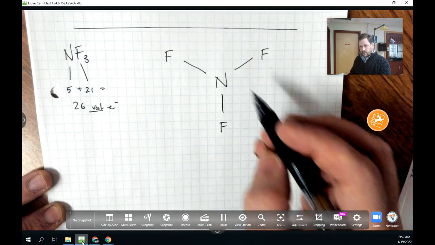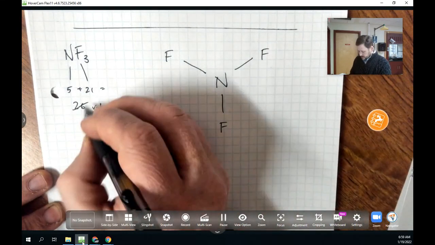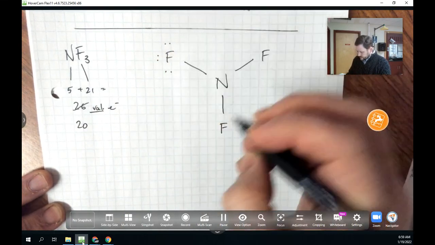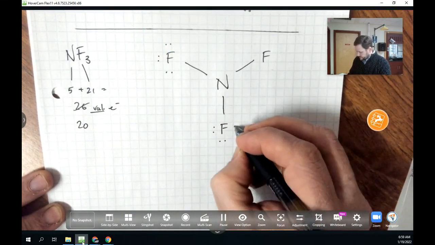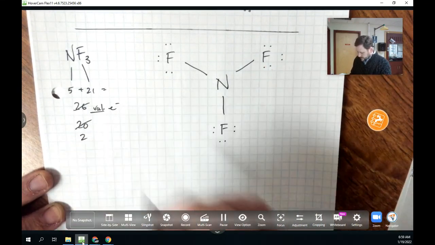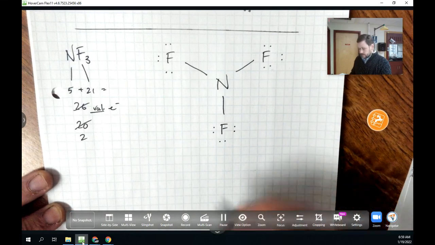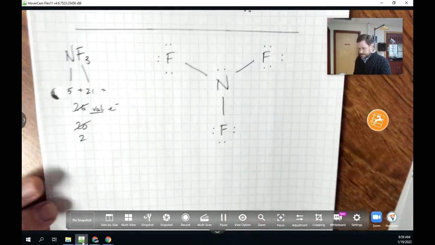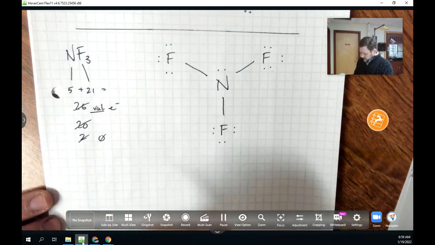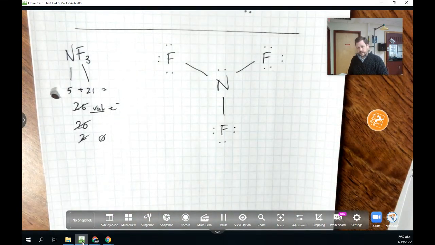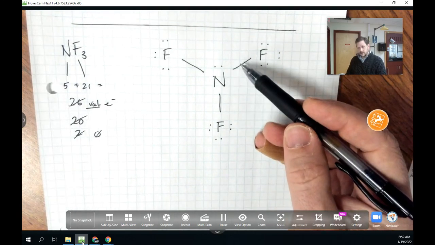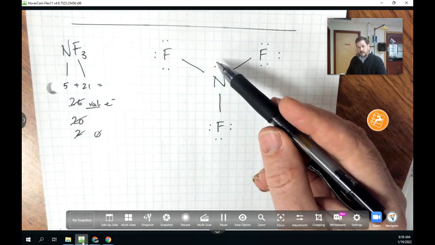So we have already used 2, 4, 6. That means there's 20 left. And if I complete the octets for the outer atoms, that's going to use 18 of them. 2 remain. The next rule says that those 2 go on the central atom in pairs. Now, there is one more rule that says if the central atom does not have an octet, then we need to use double or triple bonds, but you can see the central atom does. 2, 4, 6, 8.